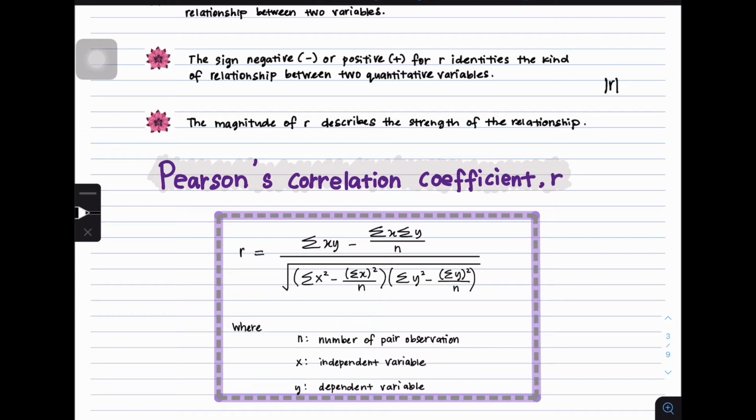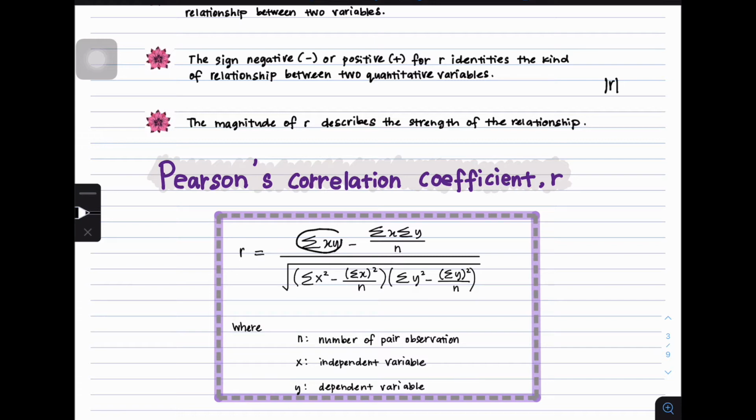You need to know that X is for independent variable and Y is the dependent variable. So we will multiply the dependent variable and independent variable. So the summation of all dependent multiplied by independent variable is here. Okay, minus the summation of X multiplied by the summation of Y divided by number of data N. Okay, divide by the square root of summation of X square minus summation of X power of 2 divided by N, multiplied by the summation of Y square minus summation of Y power of 2 divided by N.